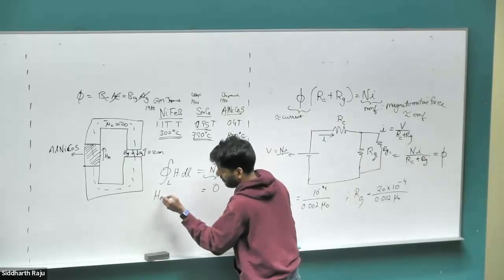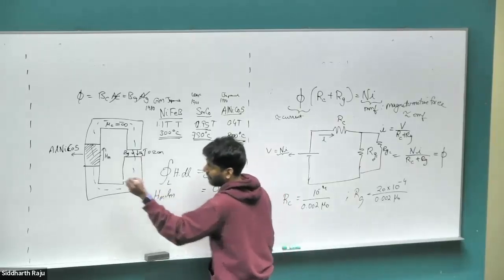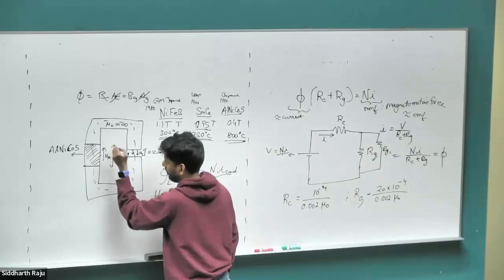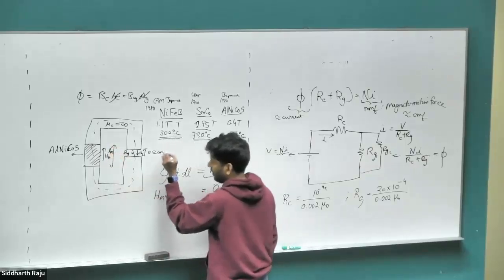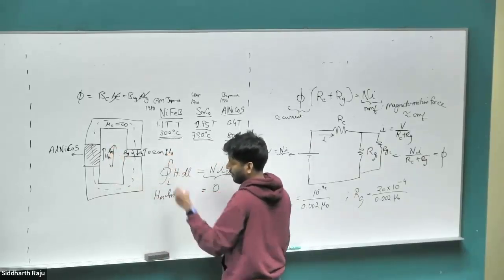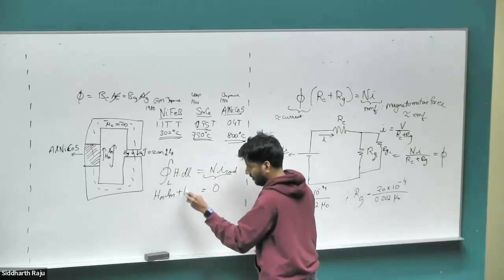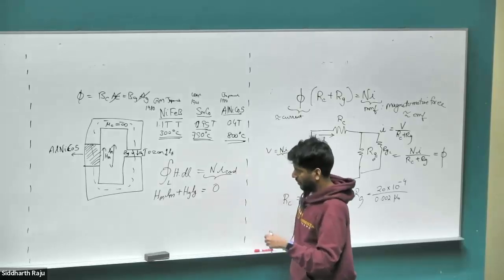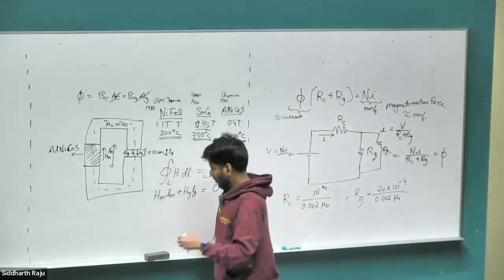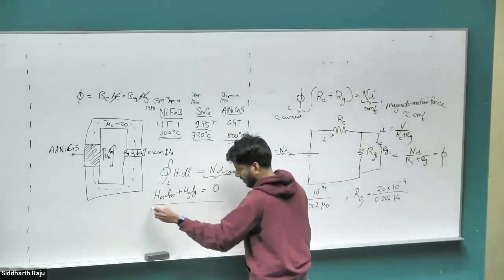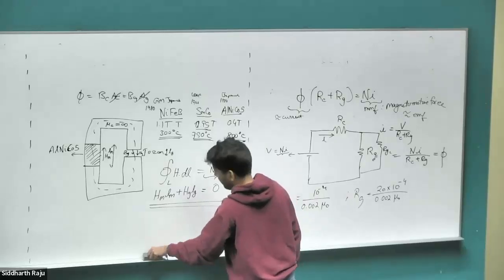It's going to be HM Lm, where Lm is the length of this magnet and Lg is the length of this air gap. So HM Lm plus Hg Lg is going to be equal to 0. Okay, so I have one equation, two variables again. What do I do for the second one?